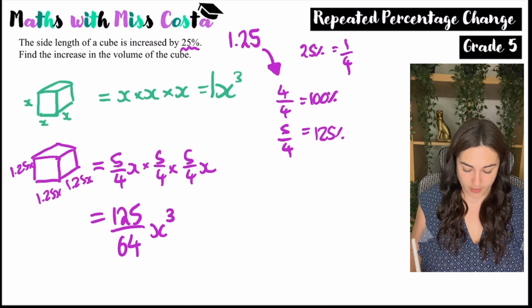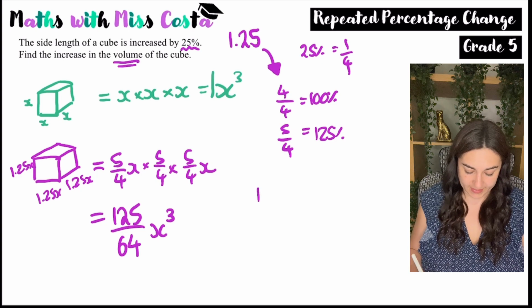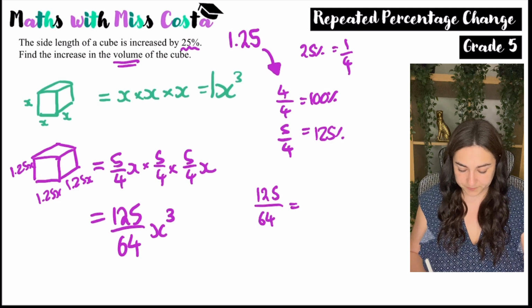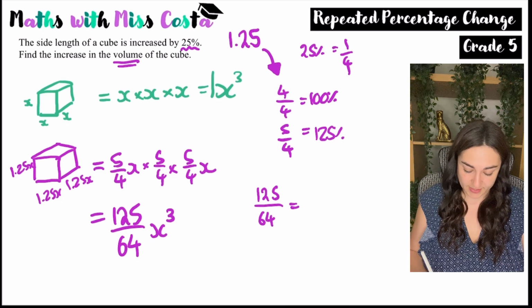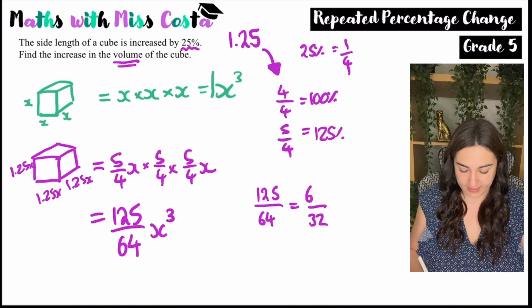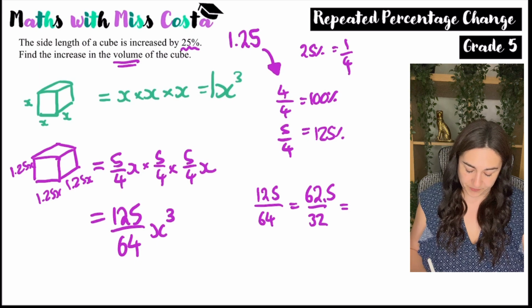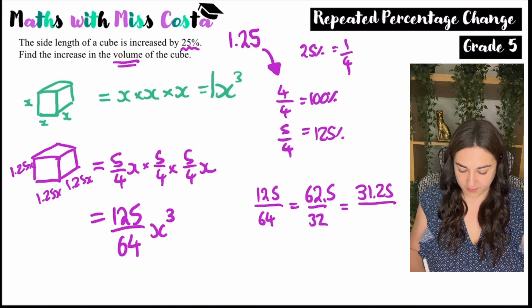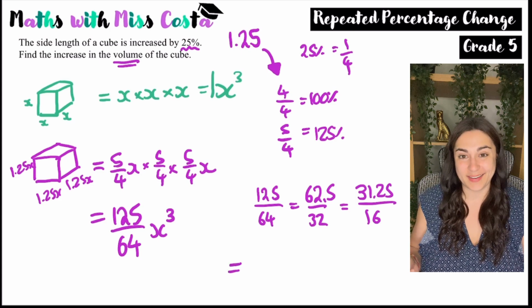Now, I'm going to need to write that as a decimal in order to work out the increase. So 125 divided by 64. I can just do the halving because it's a fraction. So half of 125 is going to be 62.5. Can halve it again. 62.5 divided by 2 would be 31.25 over 16. Half it again, because if you half it and then the denominator is a single digit, it makes it so much easier to divide.